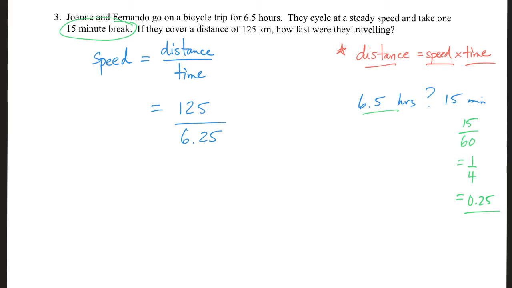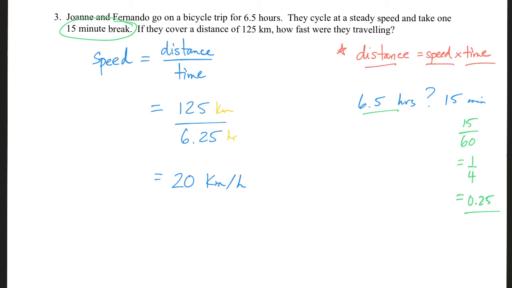Now the actual rate part of the problem is pretty easy. How fast were they traveling? Well, if I take those and I divide, I get 20. You're not done the problem until we include our units. 20 what? Kilometers per hour. Why? Because that's what we have on top. You have your kilometers on top and your hours on the bottom.